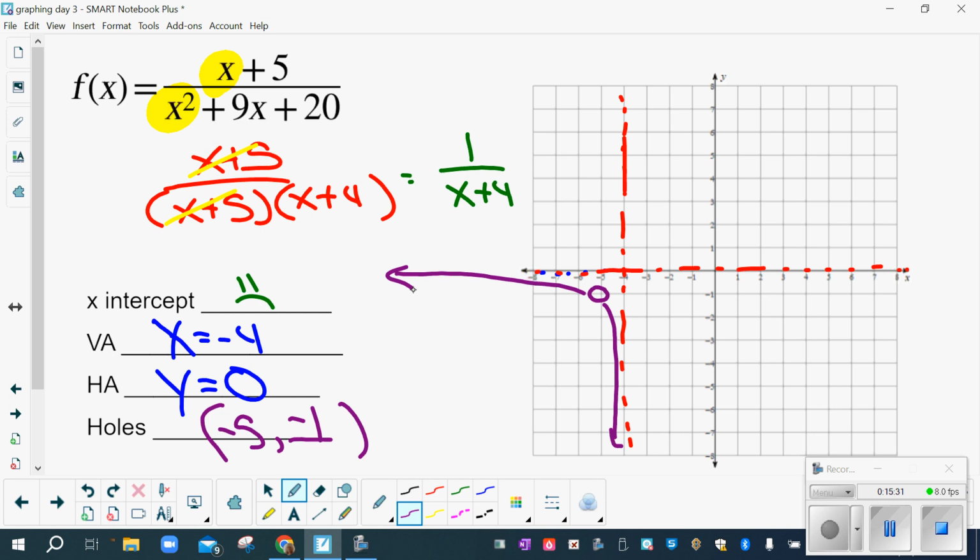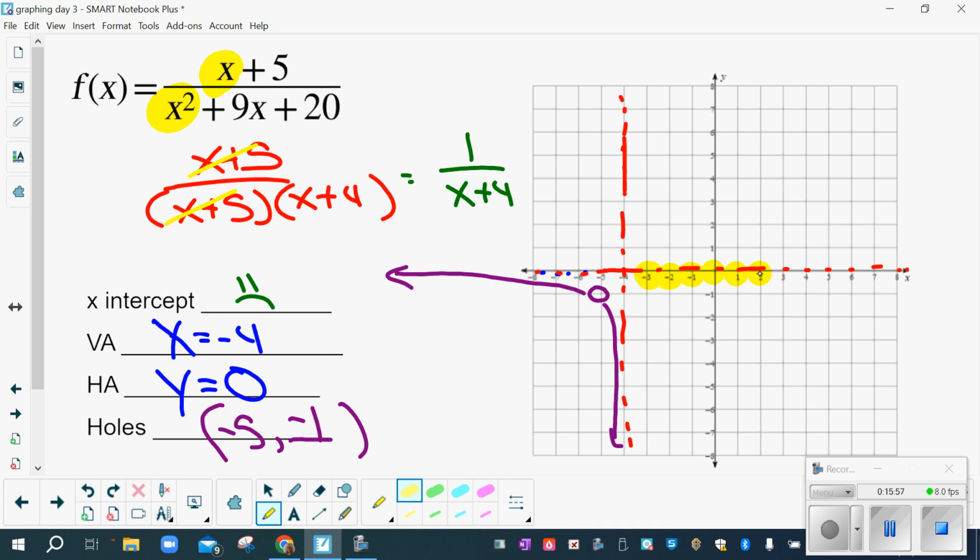I need to test something to find out if my zombies are up here or down here. I need to plug in a number, right? Here are my choices. I could plug in this guy or this guy or this guy or this guy or this guy or this guy. It doesn't matter. For me, I plug in the one right next to the asymptote because it makes a really nice number because I'm lazy.